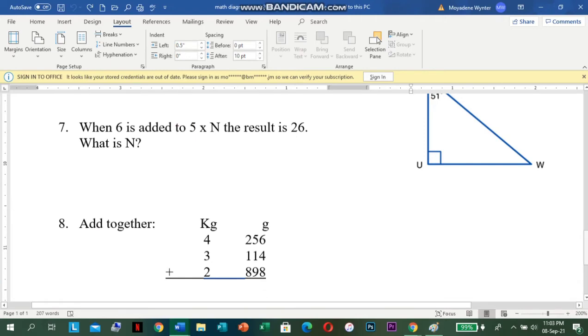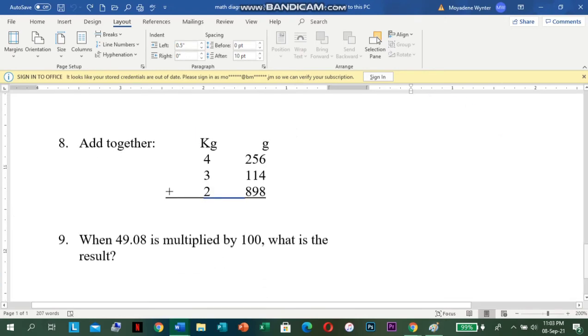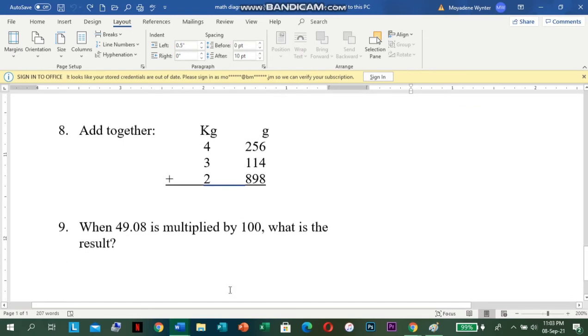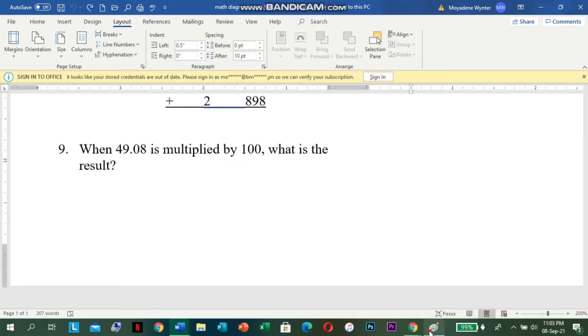Moving along. All right, so number 8, it said add together 4 kg 256 grams, 3 kg 114 grams, 2 kg 898 grams. So we're going to add together now and see what is the answer.